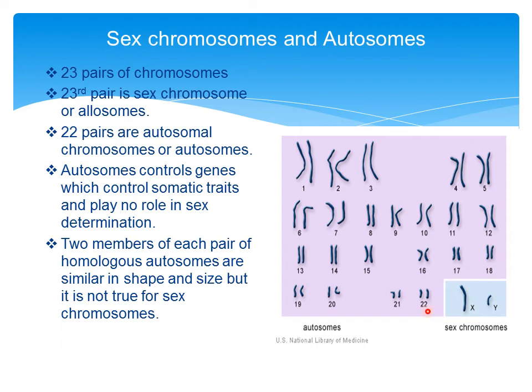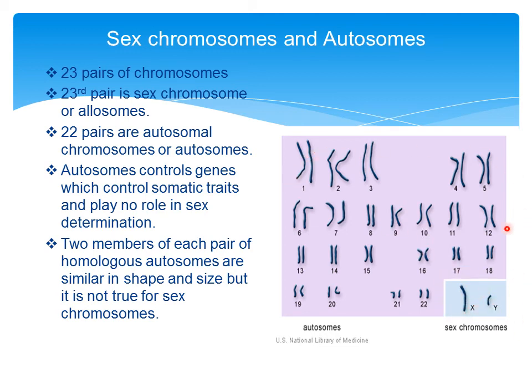The 2 members of each pair of homologous autosomes are similar in shape. We can see they are almost similar, but it is not true for the sex chromosome. Here you can see that this X is much larger than Y. Y is much smaller. But in all these autosomes, mostly all the pairs are almost similar in size. And there is a huge difference in the size in the sex chromosomes.